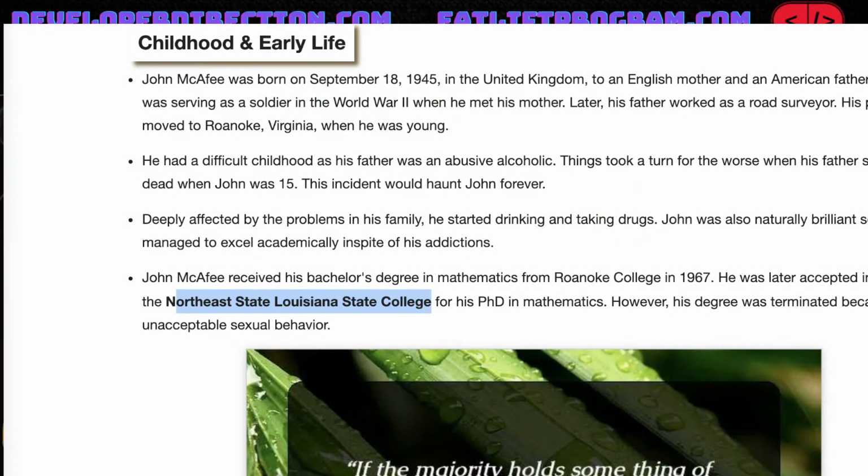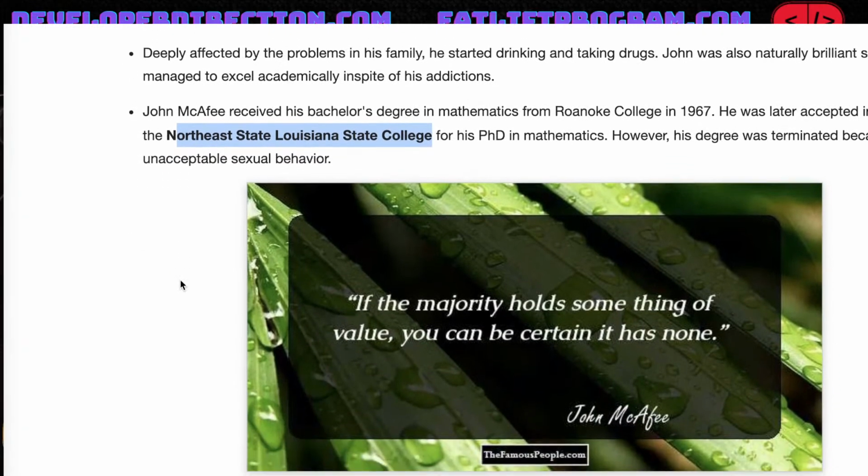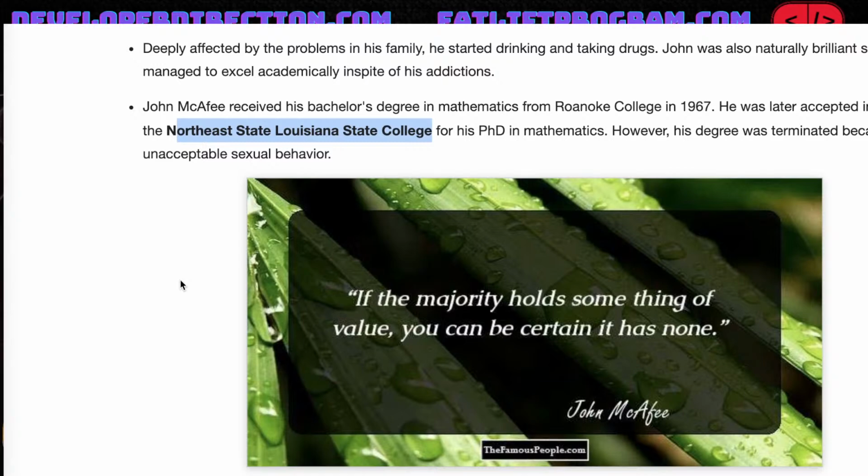In there for his PhD in mathematics. However, his degree was terminated because of his unaccepted sexual behavior. Jesus Christ. Here's a quote from Mr. McAfee: If the majority holds something of value, you can be certain it has none. Dang, Mr. McAfee. That is deep, my friend. That is deep.